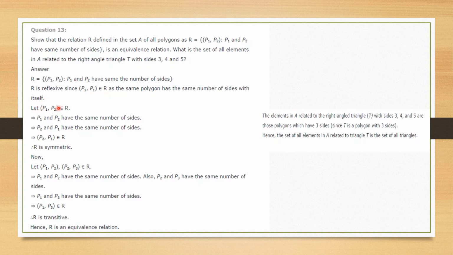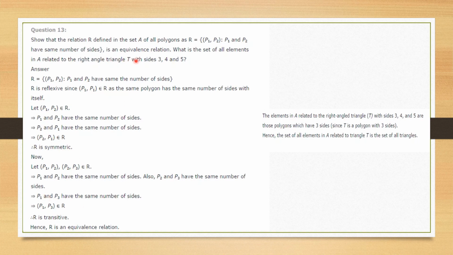For symmetry, if P1, P2 belongs to R, P1 and P2 have the same number of sides. That means P2, P1 have the same number of sides, so P2, P1 belongs to R. So R is symmetric. For the third condition, we consider P1, P2 and P2, P3 belonging to R. P1 and P2 have the same number of sides, also P2 and P3 have the same number of sides. That means P1 and P3 have the same number of sides, so P1, P3 belongs to R. So R is transitive and hence it is an equivalence relation.